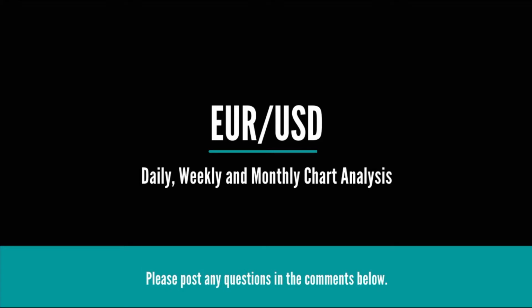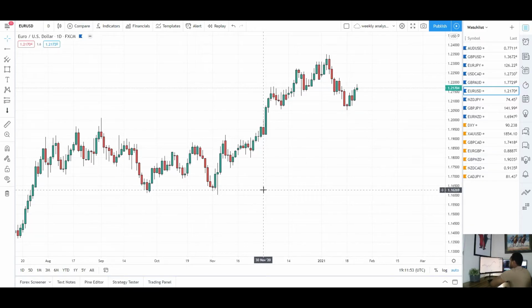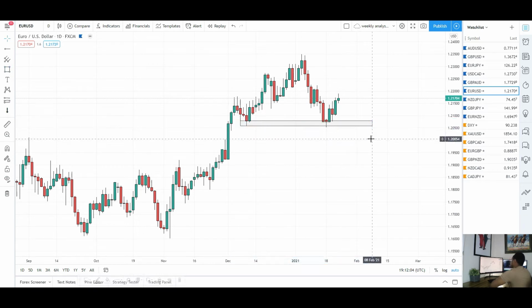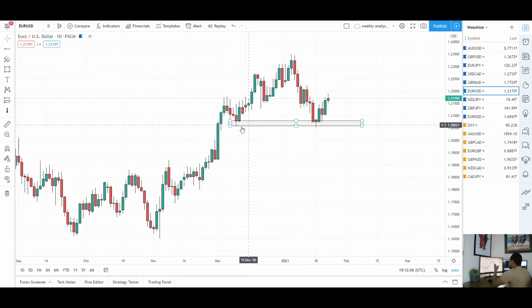First up, we've got Euro USD. Okay, so for Euro USD this week, we saw a push to the upside. We finished last week with this strong bearish candle to the downside. And I was expecting to see that momentum continue to the downside and break through this support here. But as you can see, the market held previous support here. The market held that support and we saw a move to the upside.